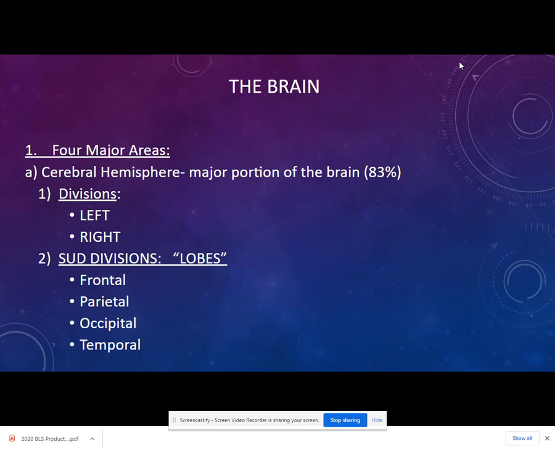Now, if you think about it, there's a frontal bone, there's a frontal lobe. They're going to be in the same location. Parietal bone, parietal lobe, same location.